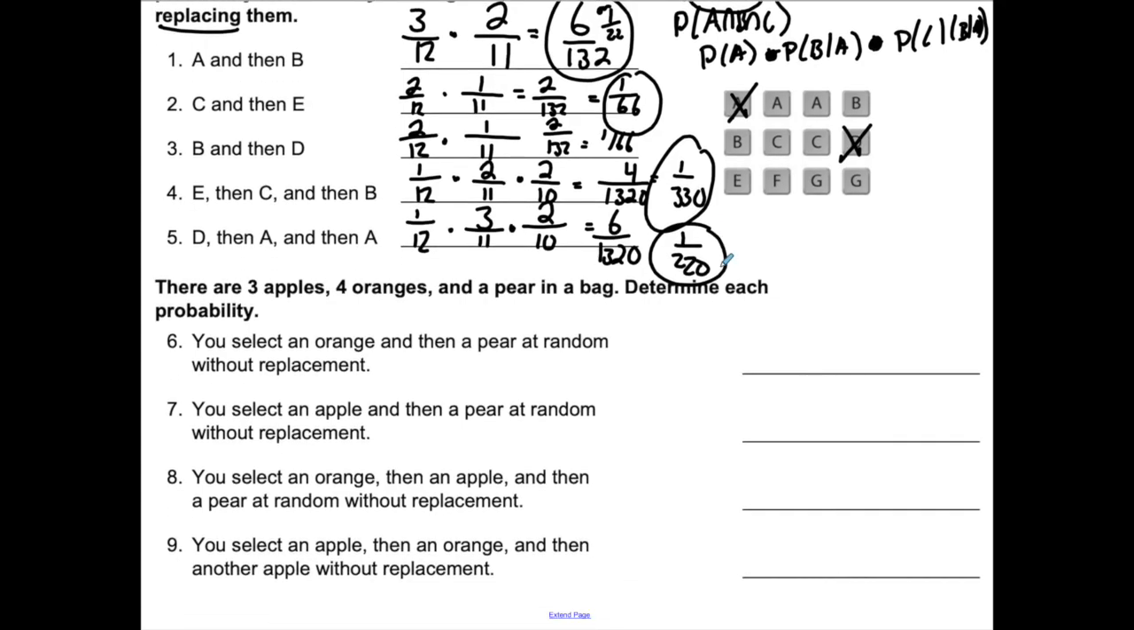All right, last set of problems here. There are 3 apples, 4 oranges, and a pear in a bag. Determine each probability. So first, the probability that you select an orange and then a pear at random without replacement. So you're not putting them back. So the probability you select an orange, that would be 4 out of 3 plus 4 plus 1, which is 8.